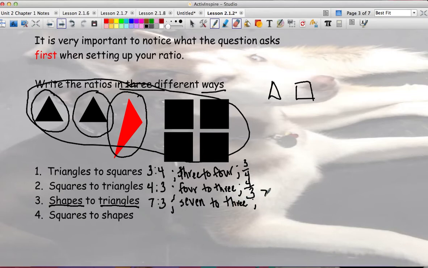And then again, 7 to 3. Do not change that to a mixed number. It is not a fraction. You cannot change it. And then in this case, again, we're going to do part to whole.